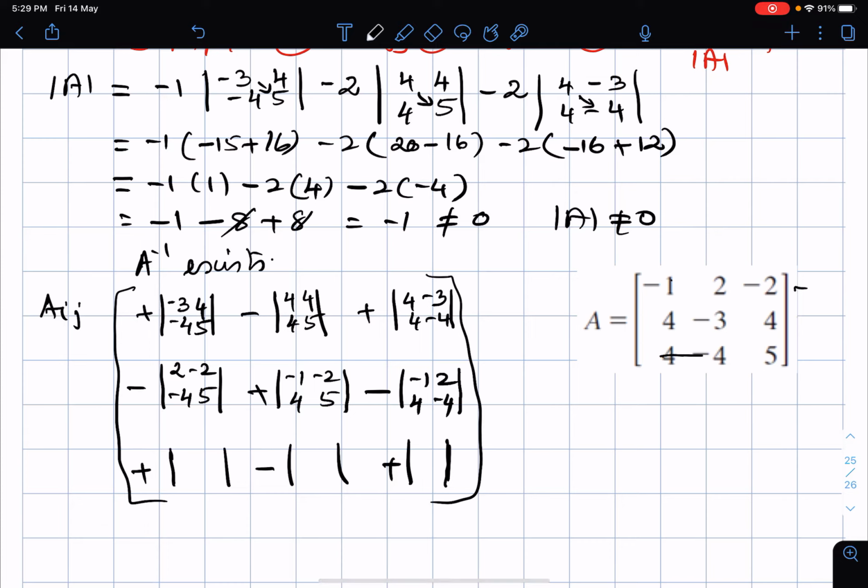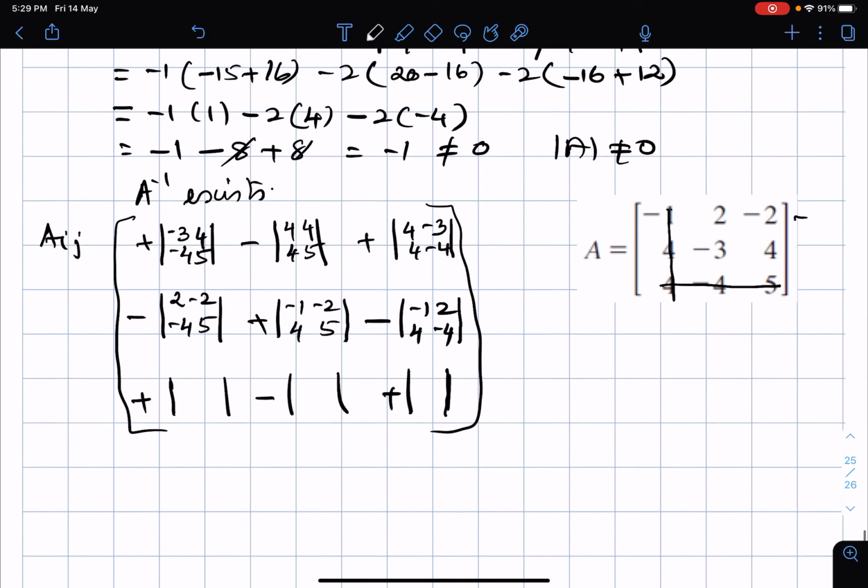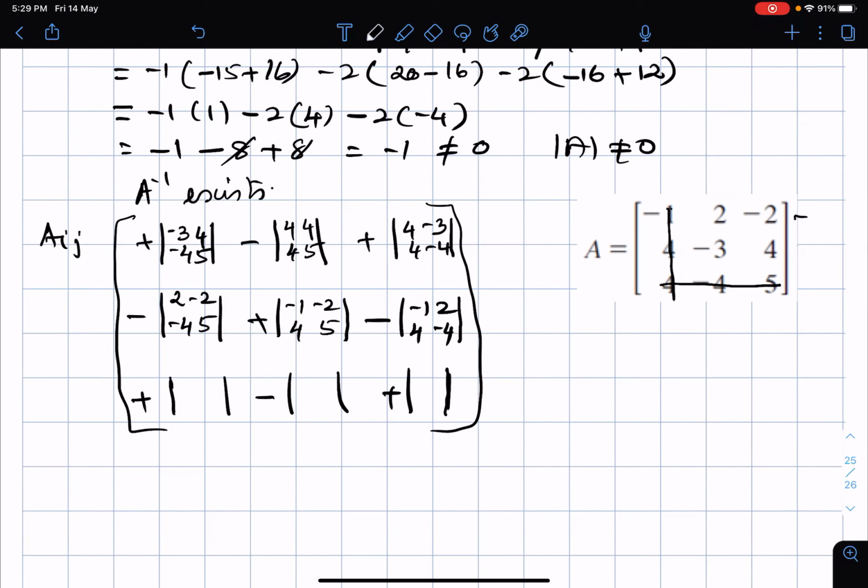Third row means the first element is third row and first column. So what are the elements you are going to get in the determinant? 2, minus 2 and minus 3, 4. Now for the second element, delete the second column. What are the elements you are going to get here? Let us expand this. So what are the elements you are going to get? Minus 1, minus 2, 4, 4.